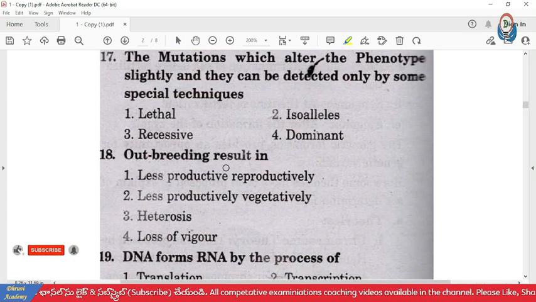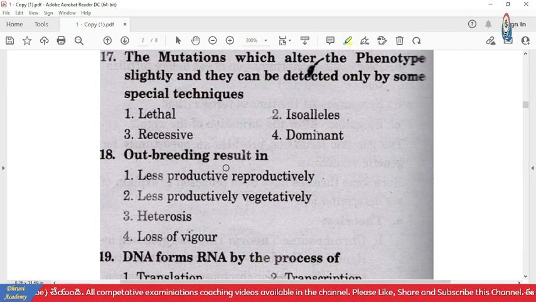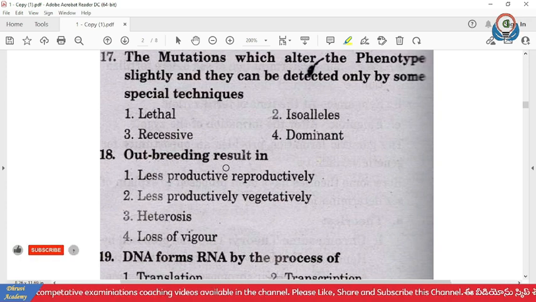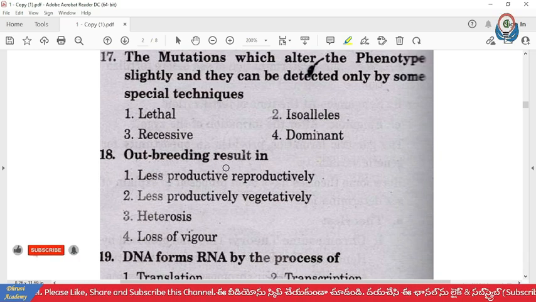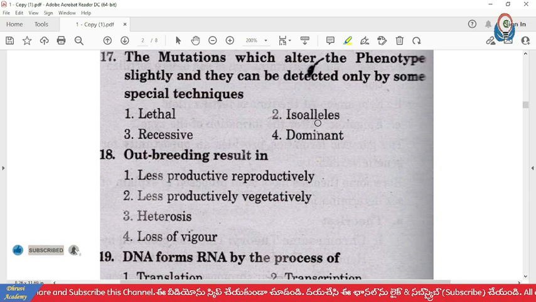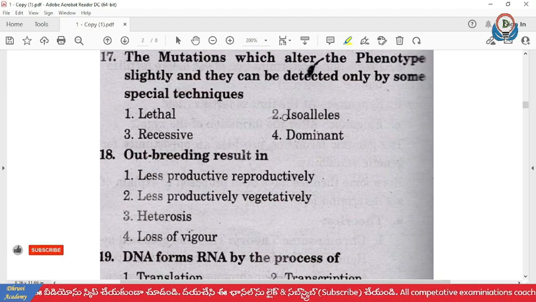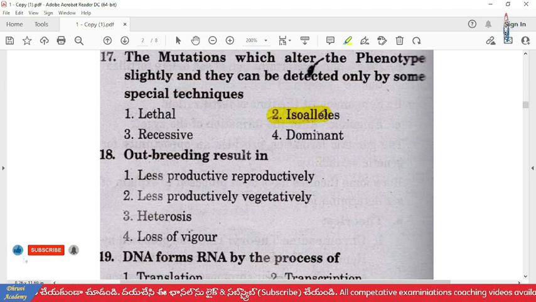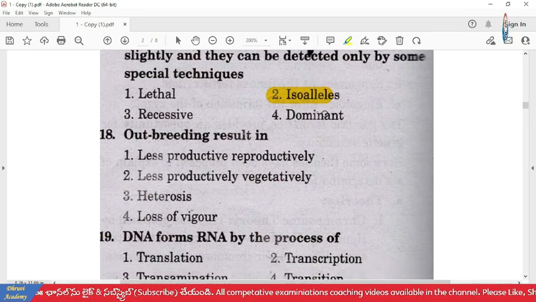Next one, the mutation which alters the phenotype slightly and can be detected only by some special techniques. Is it one, lethal, second one, isoalleles, third one, recessive, and the fourth one, dominant? Which is the correct answer? The mutation which alters the phenotype slightly and can be detected only by special techniques, we call it isoalleles. Isoallele is the right answer.